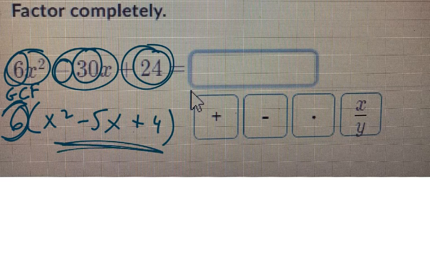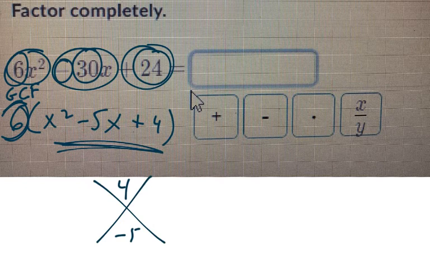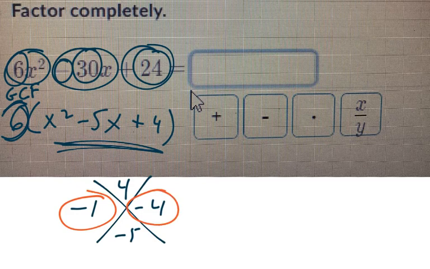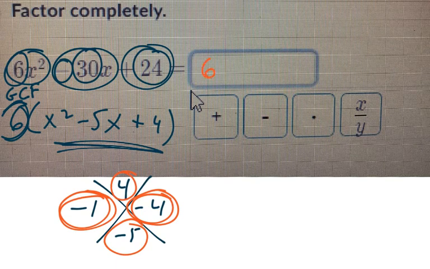Look how much easier this is the x on, guys. I need a 4 and a negative 5, right? So, how about we do 1 times 4, 4. To get the negative, though, we need them both negative. So, do you agree that negative 1 plus negative 4 is negative 5? Negative 1 times negative 4 is positive 4. So our final answer, guys, is going to be a 6, parentheses, x minus 1, x minus 4. We don't have to worry about adding the 6 in there because we already factored it out.